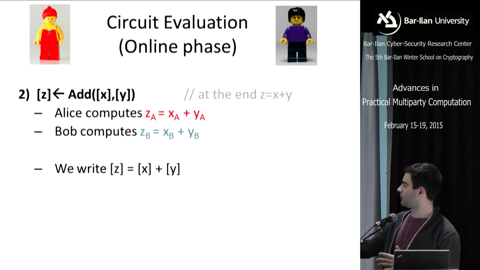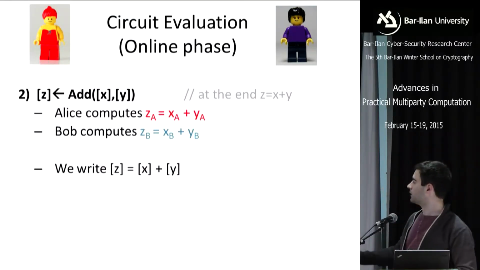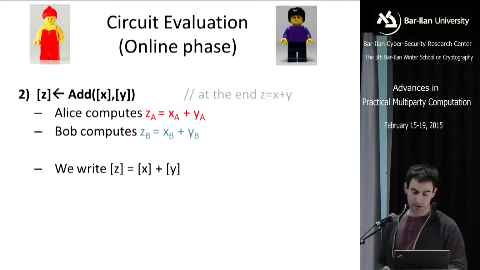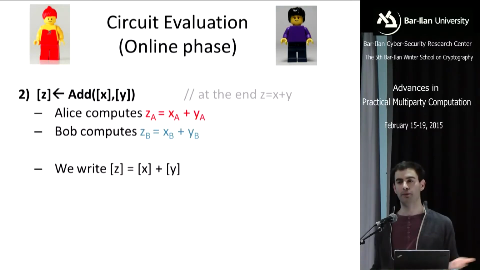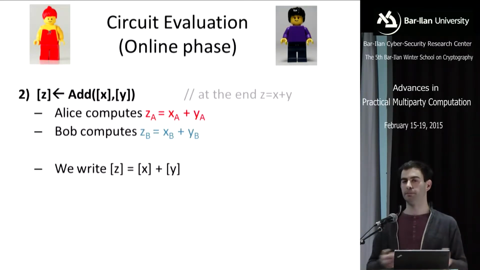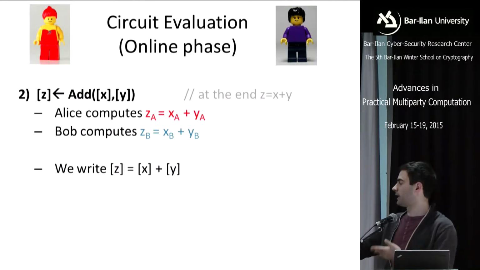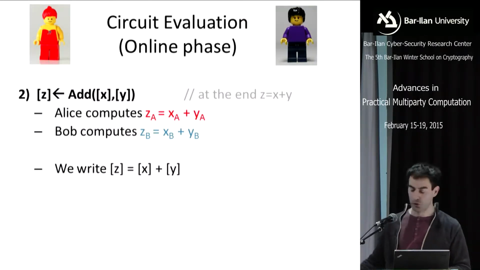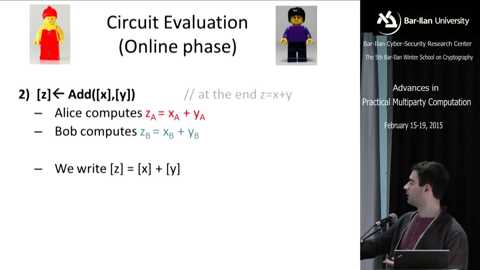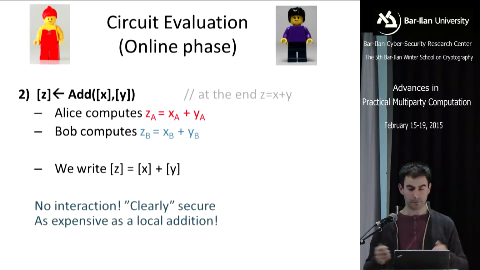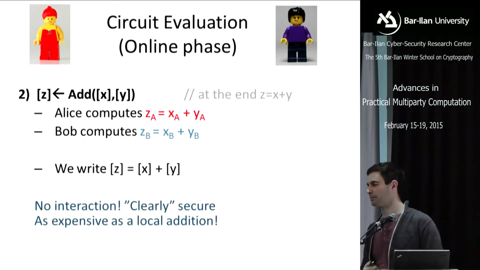So how do we evaluate addition gates? We have x in a box and y in a box, and we want at the end to get z in a box, where z should be x plus y. This is very easy because Alice has xa and ya, and Bob has xb and yb. Since this secret sharing is additive, if you just sum your shares, then the shares you get are a secret sharing of the output you wanted, right? So if Alice computes za equal xa plus ya and Bob computes zb equal xb plus yb, the output za plus zb is equal to x plus y, right? And there is no interaction, so clearly this is secure.